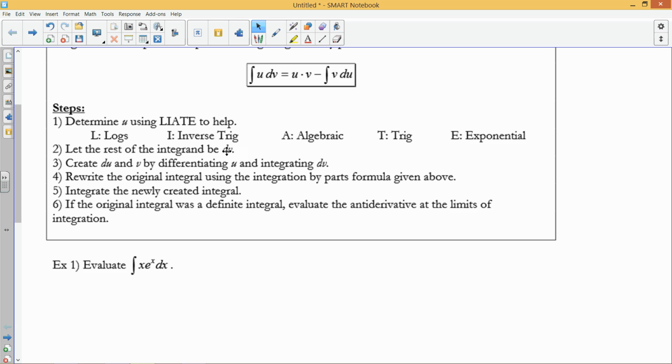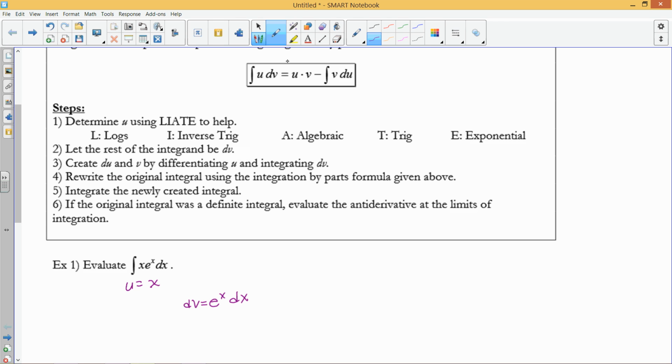So if I'm going to do this x times e to the x, I want to pick what my u is going to be. I'm going to look for logs. Are there logs in here? Nope. Then I look for inverse trig. Is there inverse trig in here? Nope. Then I look for algebraic. Algebraic means like x to a power. Is there an x to the power here? Absolutely. So u is going to be x. Then everything else from the integrand becomes dv, so e to the x dx becomes dv.